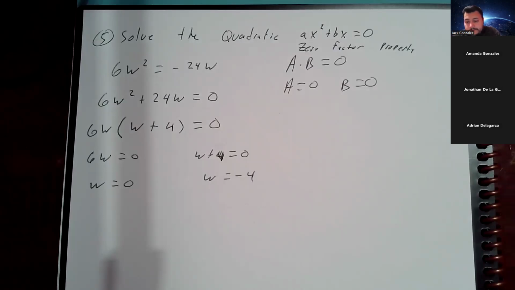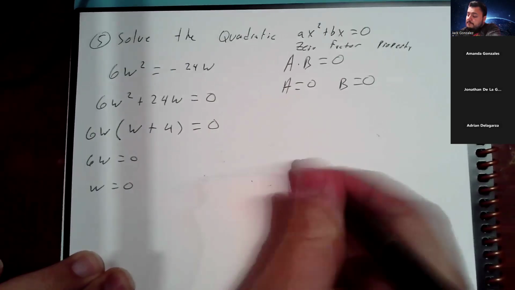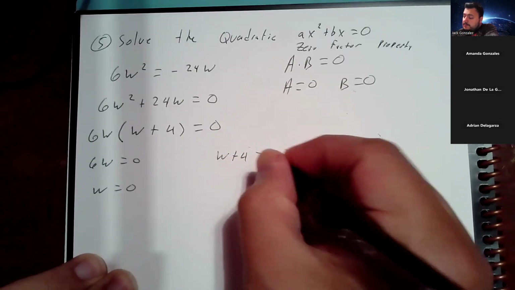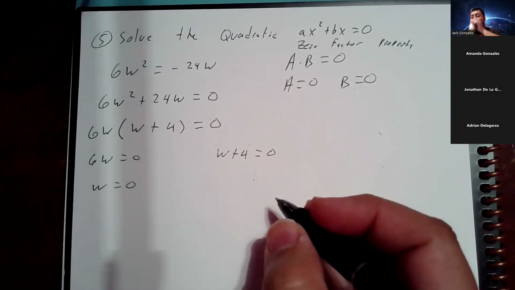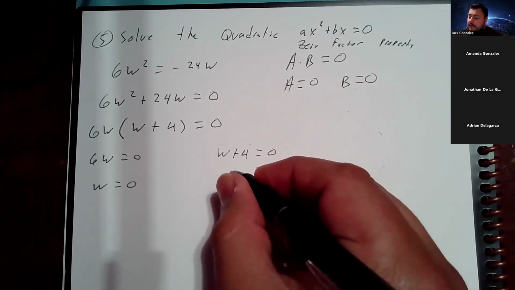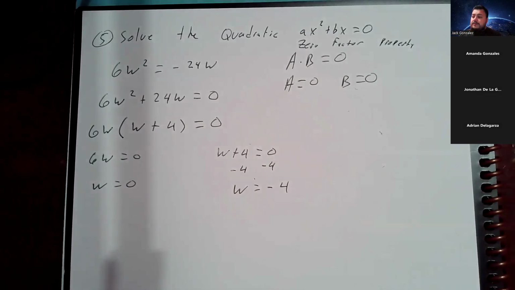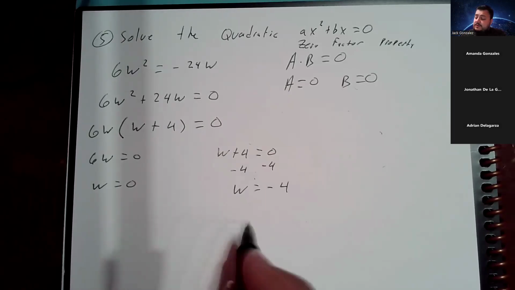Wait, I'm confused on why there was a -4. Oh, yeah, sure. So if I have to solve for W, what would you do right here? Subtract the 4. Yeah, you have to, right? So then it becomes negative that way. Got it. Thank you. Yeah, no worries. Thanks for asking. Any other questions on 5? Because that's all they want.